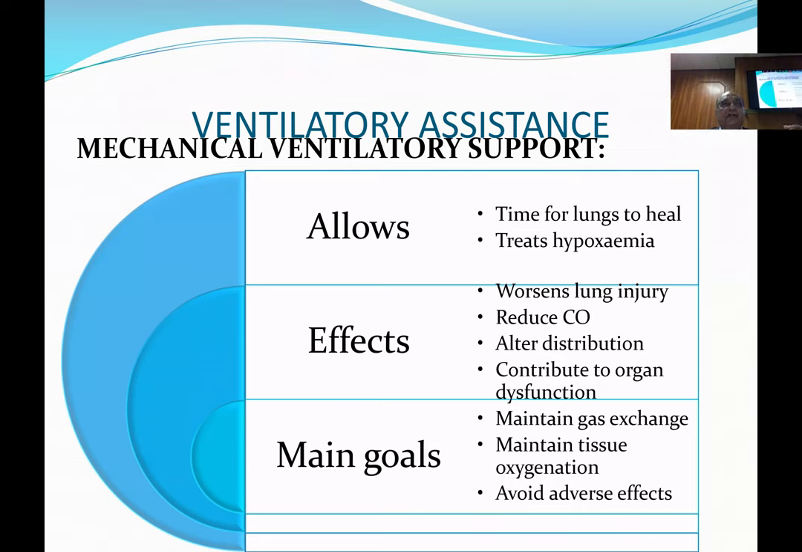Where the compliance is less, it will go less, and the part which is normal will get more than normal. So that will definitely affect the ventilation perfusion, ventilation distribution, VD over VT ratio. So it contributes to organ dysfunction also. How it affects, because it's a separate topic, what are the adverse effects of artificial ventilation?